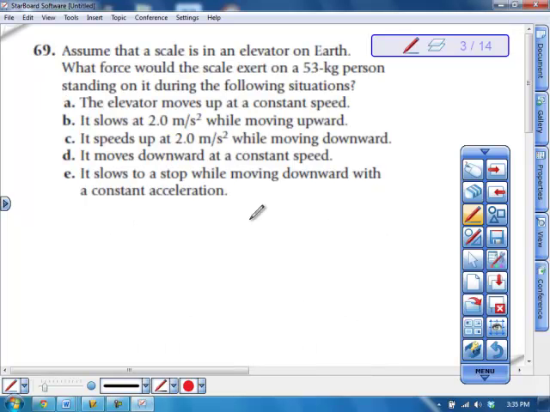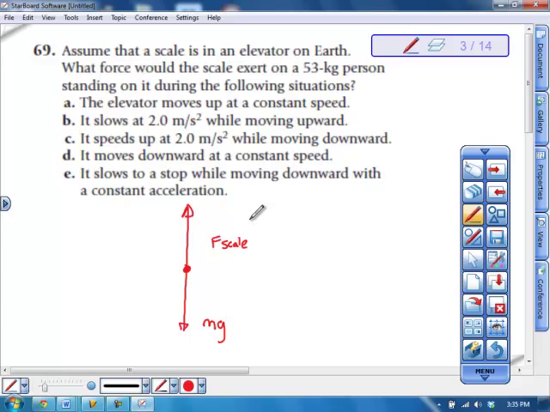Okay, next let's try 69. 69 says, assume that a scale is on an elevator on Earth. What force would the scale exert on a 53-kilogram person standing on it during the following situations? So we have the first situation being the elevator moves up at a constant speed. Okay, so if there's a constant speed, or if we're not moving at all, we have two forces acting on it. We've got weight pulling down, which is mg, and we've got the force of the scale, which is the same as the normal force, pushing upward.